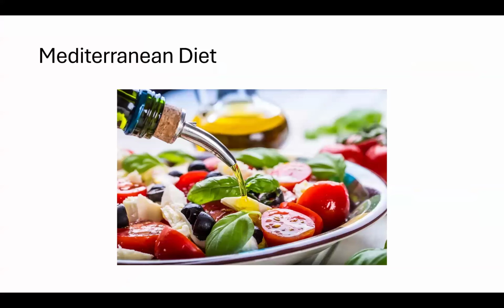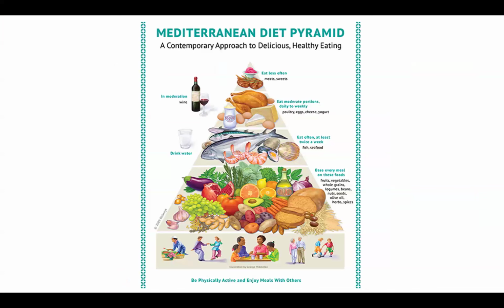So this is the main picture to show that olive oil is the main ingredient. Along with it we have olives, tomatoes, salads, and like that. And similarly, Mediterranean diet has its own pyramid in which the base is always of vegetables, fruits, whole grains, legumes, beans, nuts, seeds, olive oil, herbs, and spices. Then we have fish, seafood, mainly as a source of protein, and then poultry, eggs, and cheese come, and at the very least we have meats and sweets.